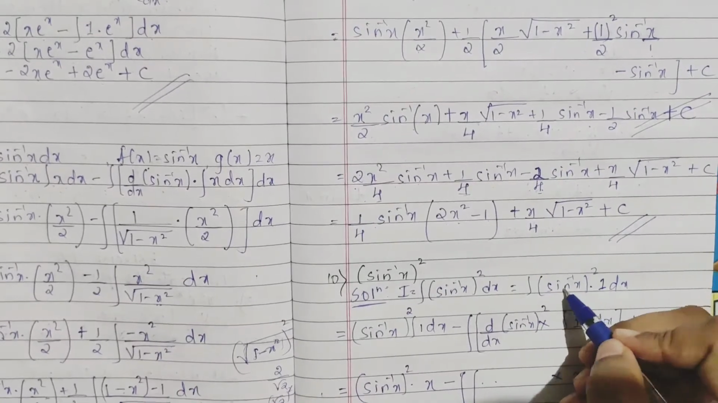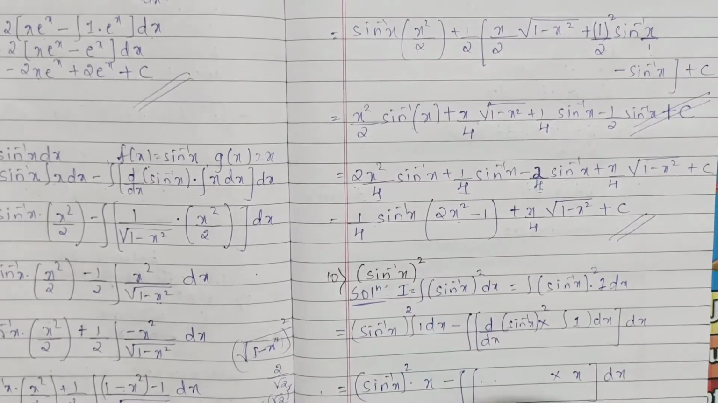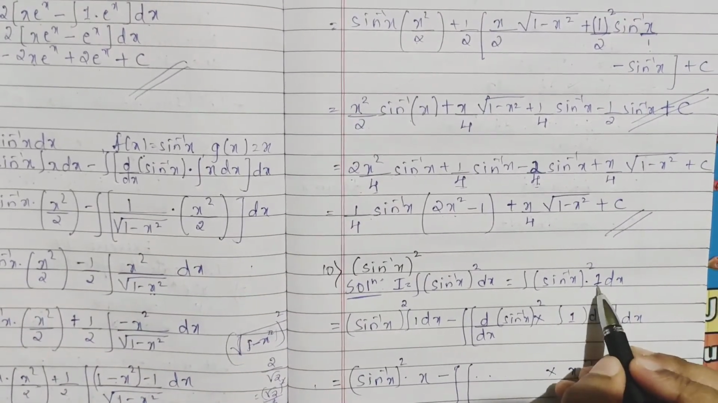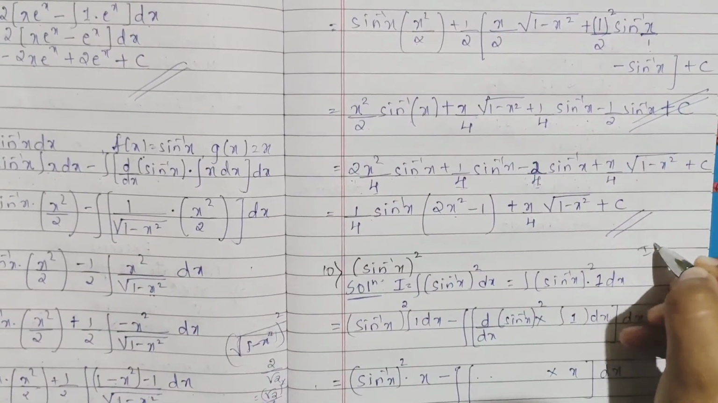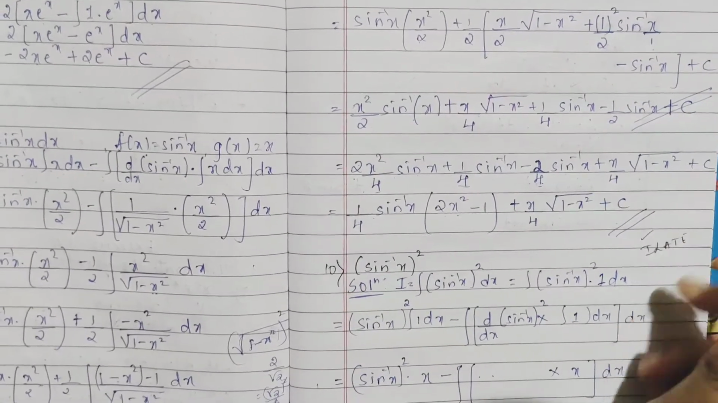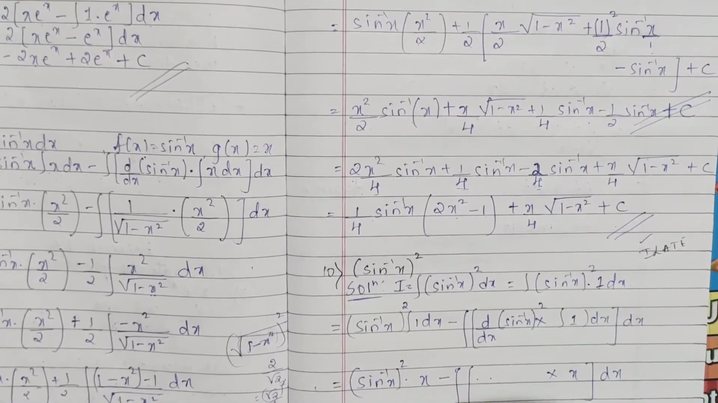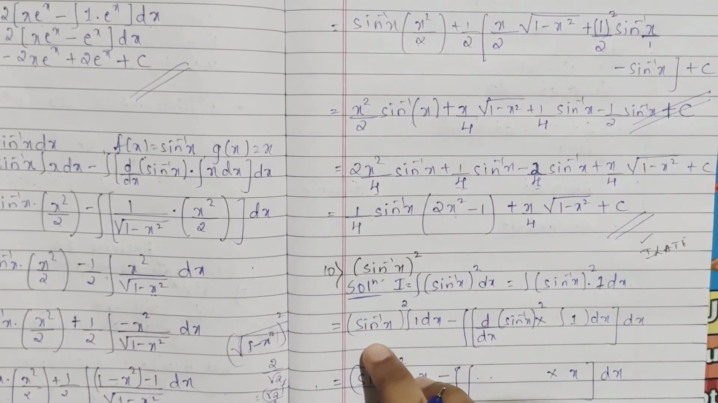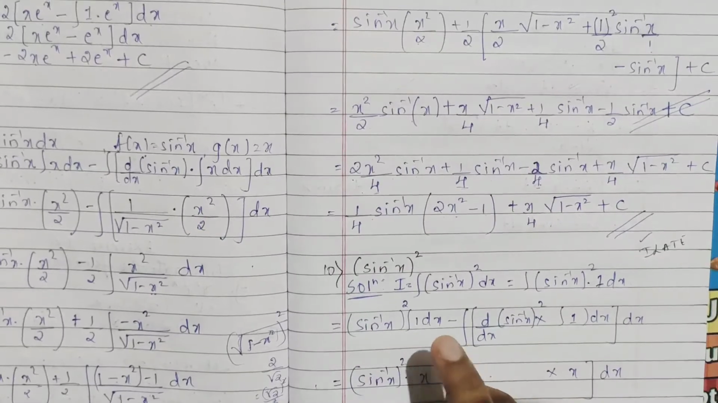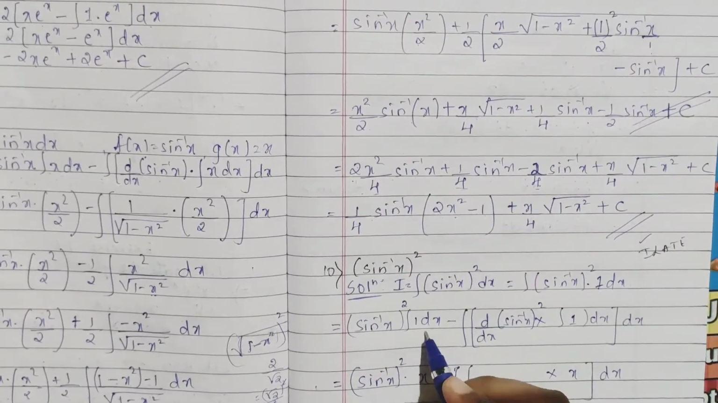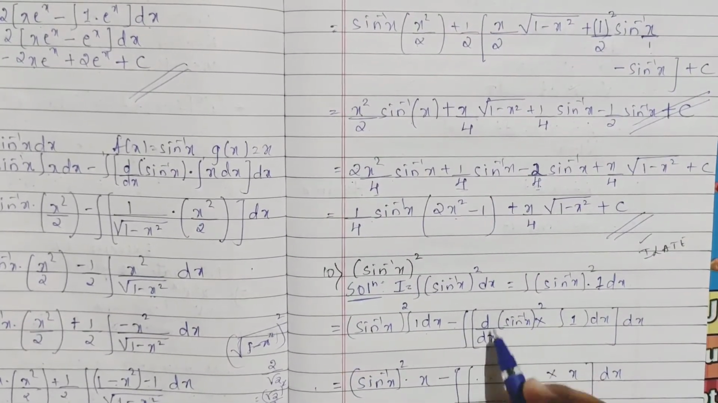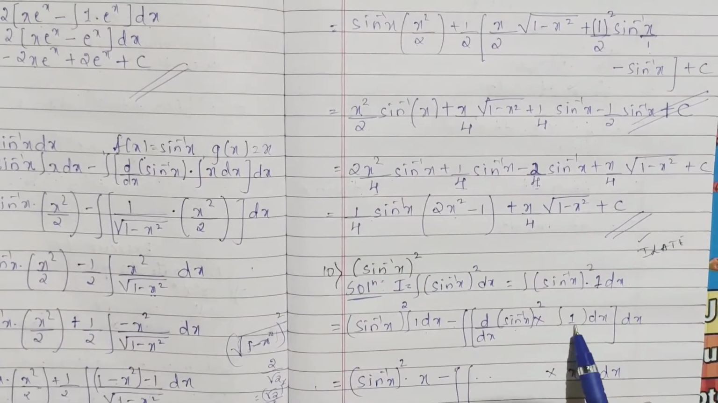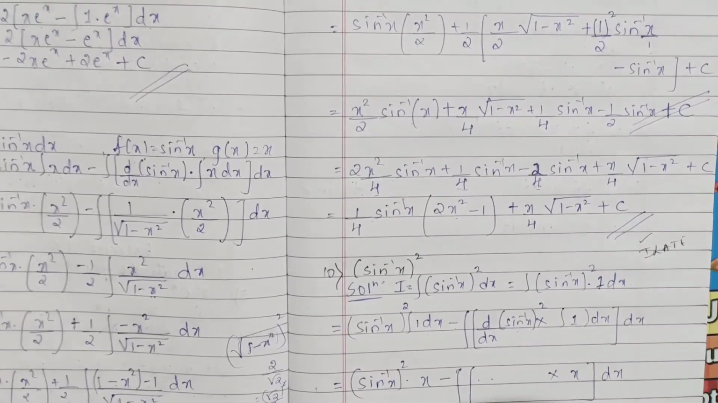So f of x into g of x. For by parts, if one more term is not given, you always have to take it as 1. If you apply ILATE, what is first? Inverse trigonometric. So the first function we take is inverse only, that is sin inverse x whole square. What is the formula? First function sin inverse x whole square, integrating the second function, that is 1, minus integral of the differentiation of the first function, that is d by dx of sin inverse x whole square, into the integration of the second term, that is 1, whole again dx, right?